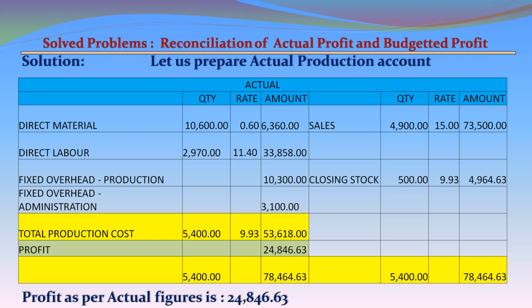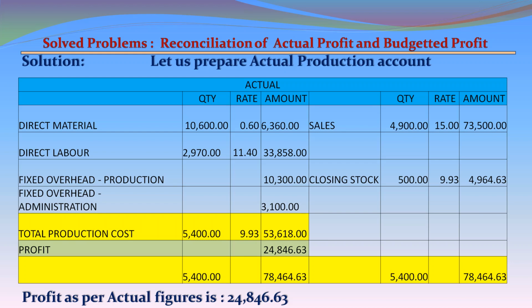Total production cost is 53,618 for 5,400 units. The units sold are 4,900, which means there is a closing stock of 500 units. The average cost of production, 53,618 divided by 5,400, is 9.93. 500 units at the rate of 9.93 comes to 4,964.63. Total revenue including closing stock is 78,464.63, less cost of production 53,618.